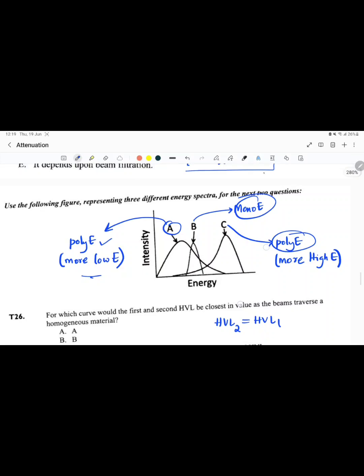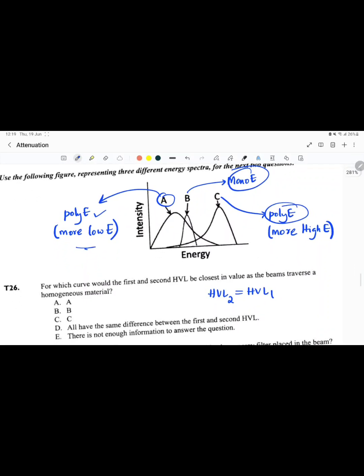So the first question is, for which curve would the first and second HVL be closest in value as the beams traverse a homogeneous material? Among A, B, C, these are the given options. As we know, for monoenergetic, the HVL 1 and 2 are almost the same because it is constant. So the closest one will be B.